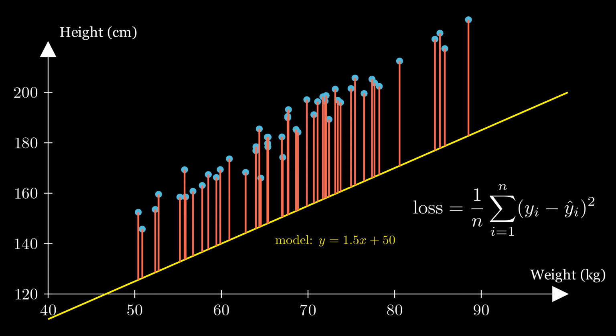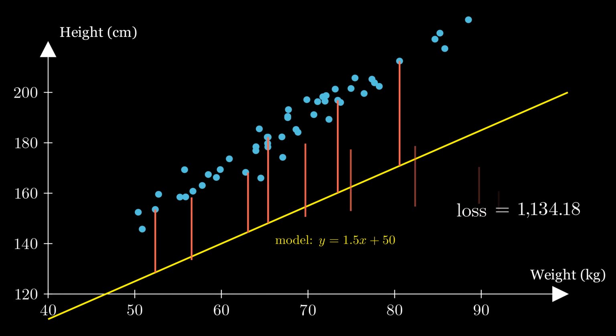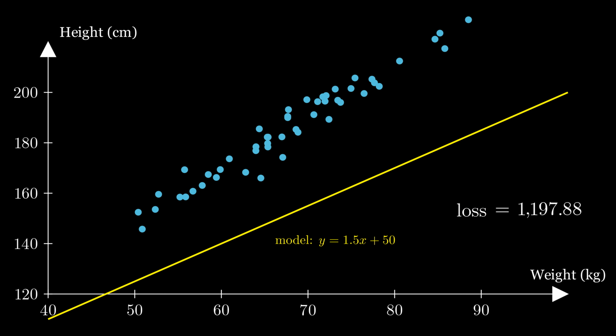This is often done by calculating the difference between each actual and predicted value, squaring these differences to eliminate negative values, and then averaging them. This method is known as mean squared error. This calculation yields a single number representing our model's current loss. The smaller this number, the closer our model's predictions are to the actual weights, indicating a better fit.